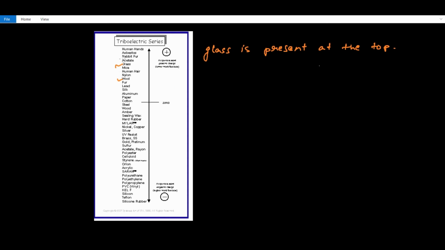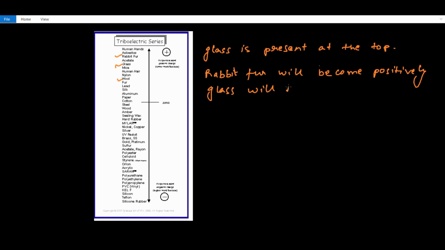Similarly, if I take rabbit fur and glass, rabbit fur is located here. So if I take rabbit fur and glass and I rub them both together, then the rabbit fur will become positively charged. And the glass in that case will become negatively charged.